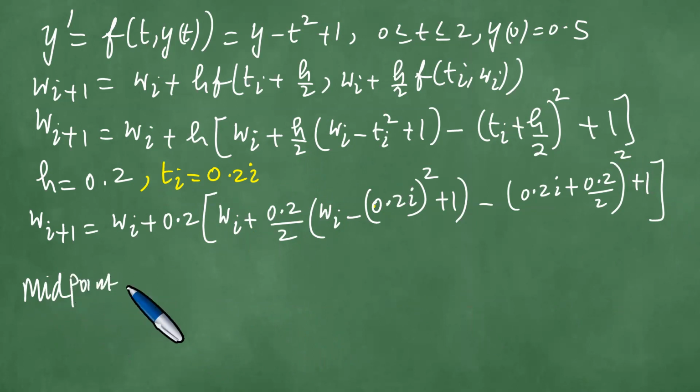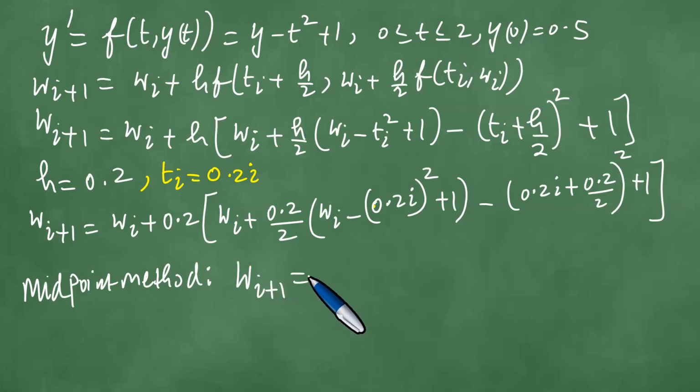Now the midpoint method. We're dealing with two methods here, both the midpoint and the modified Euler. Now you just look at the Wi, like we have here. You divide 0.2 by 2, which is 0.1, but you must multiply. 0.1 plus 1 is 1.1 Wi.